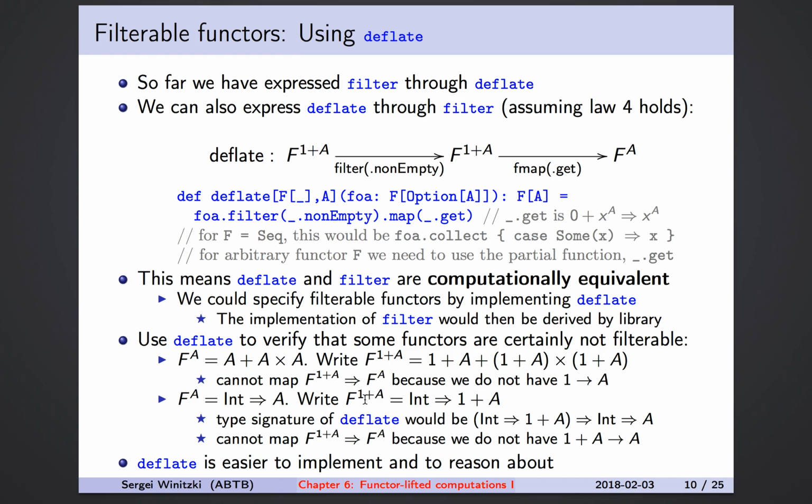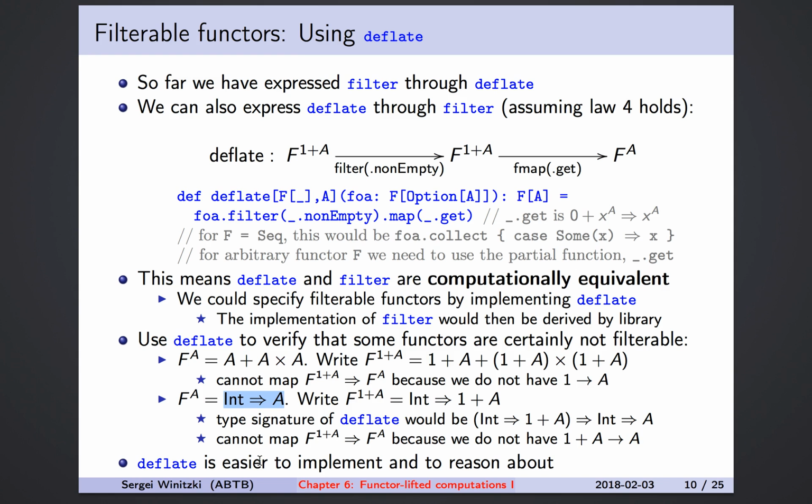If we wanted to implement deflate, then we would have to map f of 1 plus a to fa. F of 1 plus a is this, so we need to have a function of this type. How can we implement this function? Well, we have an int and we have this, we need an a. Well, we can put an int here and we can get 1 plus a. But we need to produce a value of type a, and we only have 1 plus a. So this function cannot be implemented for an arbitrary type a, for the same reason. What if its argument is the empty option, the part of the disjunction that is unit? Then we would have to produce some value of type a, but we don't have one. Therefore, it is not filterable.